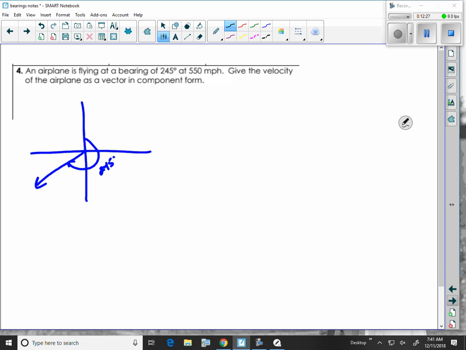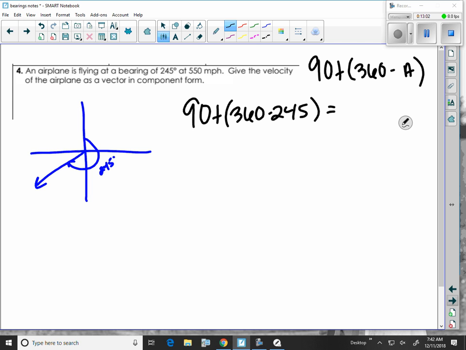Now, because we're not in quadrant 1, we have to do a little changing of an angle here. So you have to trust me on this process. You're going to want to know this formula. It's 90 plus the quantity 360 minus your angle. A is your angle. Because we're not in quadrant 1, we have to use this formula. And I would just put that in your calculator. So we plug in 245 because that's our angle that was in our problem. Okay, I'm getting 205.